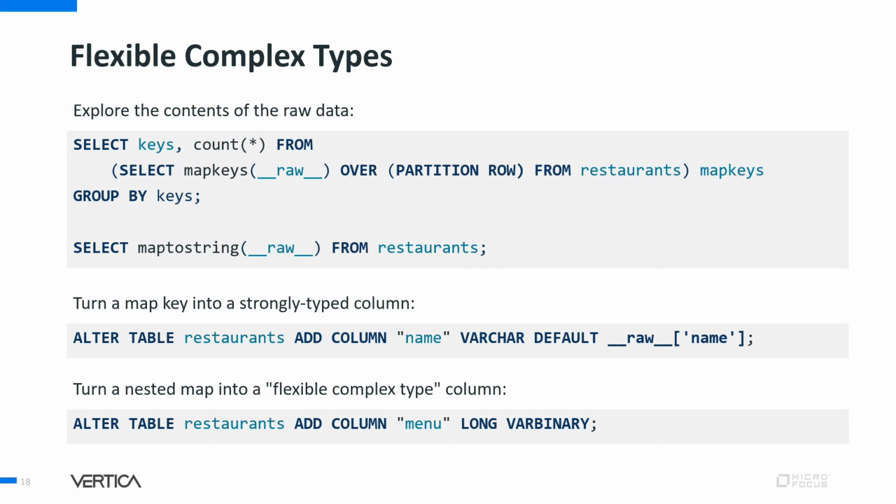If you identify columns within the vmap that you want to promote to named columns of your table, then you can use alter table to do so. You can do this to promote a simple key, like name in our example, as just a varchar column, or you could promote a complex key into another flexible complex type by adding it as a long var binary column, such as the menu in our example.